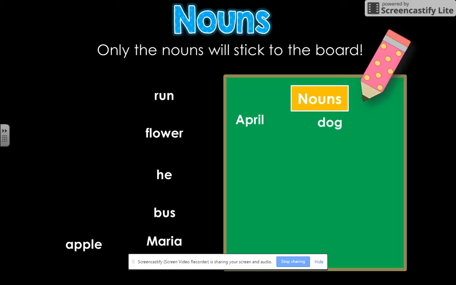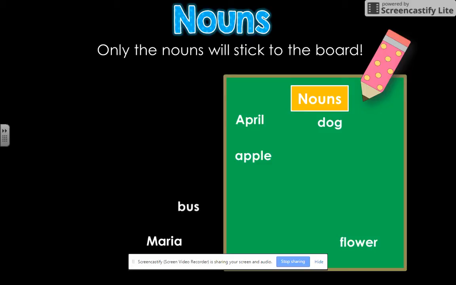Apple. The apple, of course, is a thing. It's going to stick to the board. Run. Run is an action. Run is a verb. Flower is a noun. It's going to stick to the board. He. This one here is tricky. Some people think he is a noun because it's a person. He is technically a pronoun. And we're going to learn about pronouns in a couple of weeks. Pronouns take the place of a noun. So he is not a noun, it's a pronoun, it's going to go away. Bus, of course, is a thing, it's going to stick to the board. And Maria is a proper noun, it's a person, it sticks to the board.